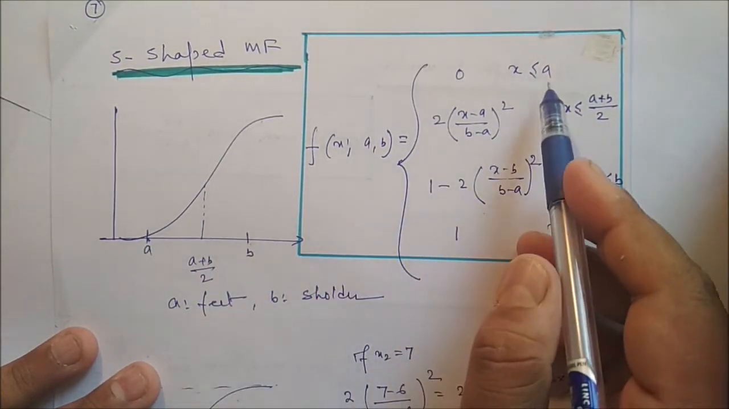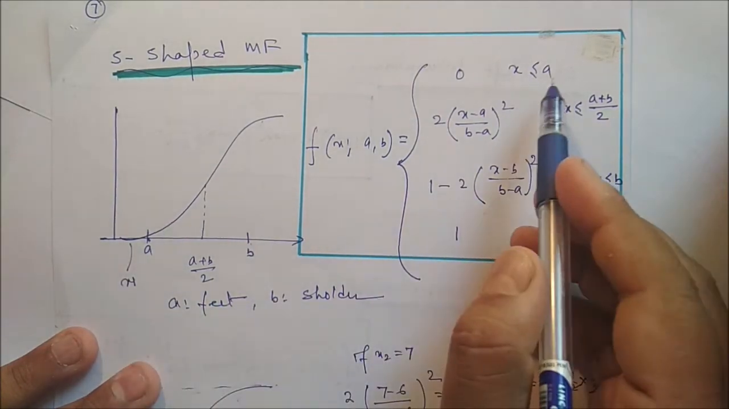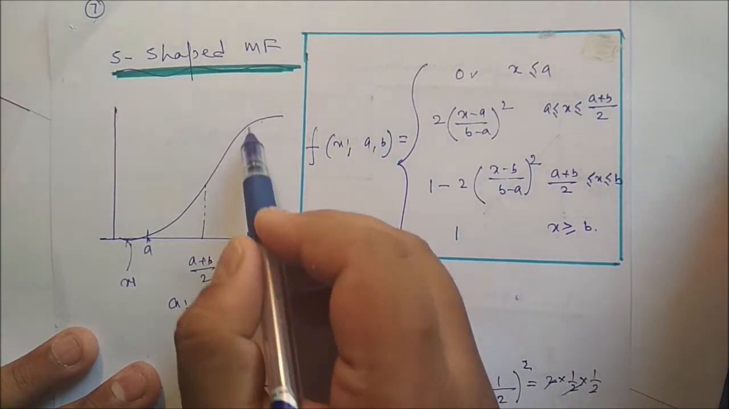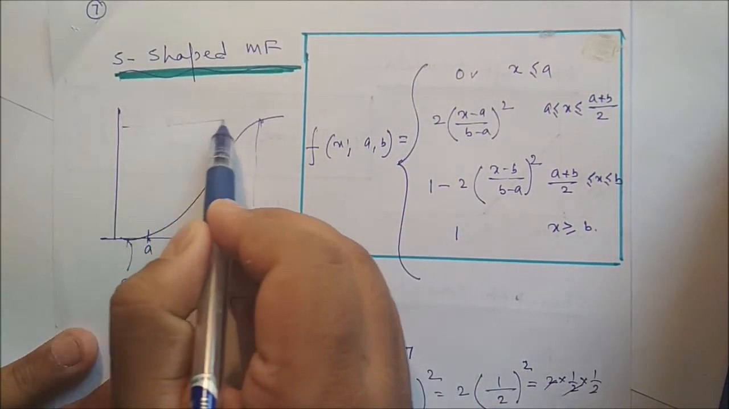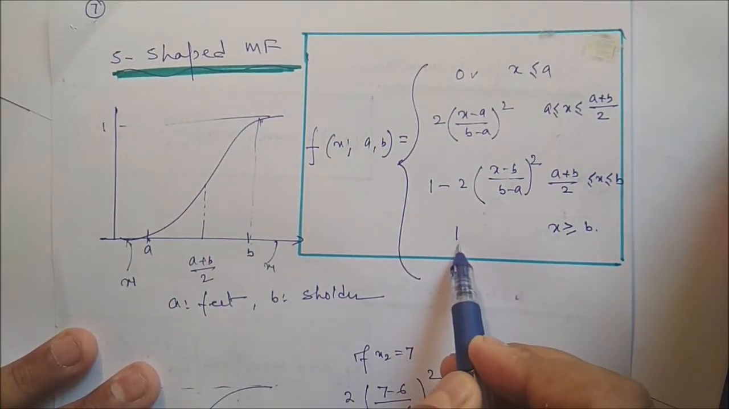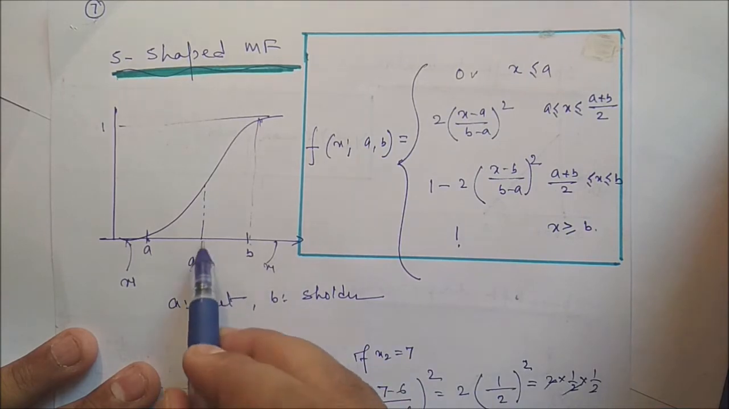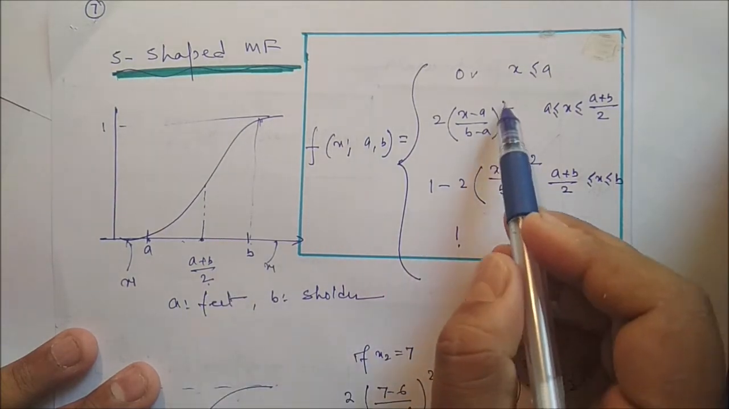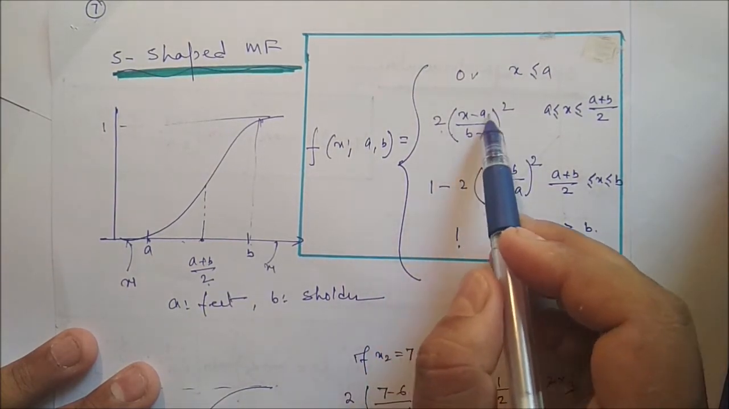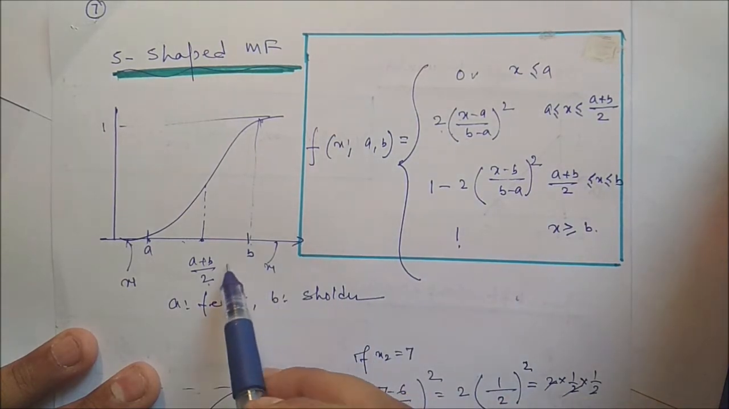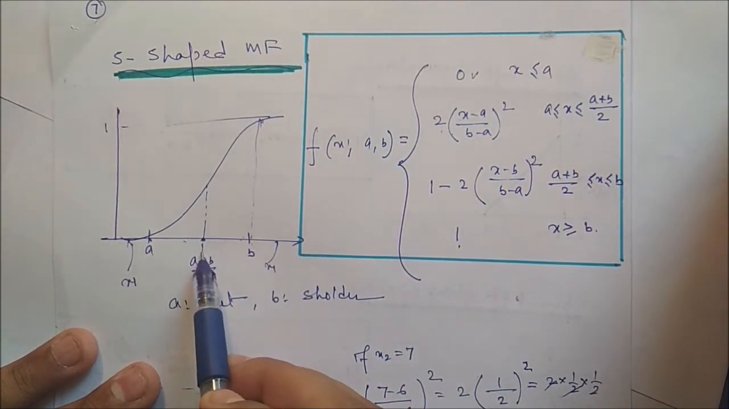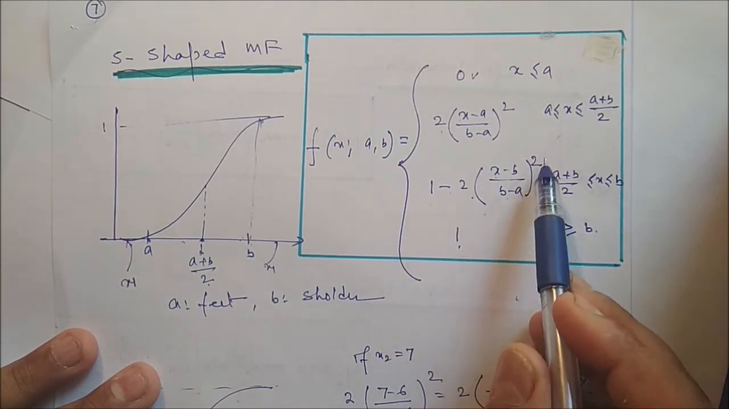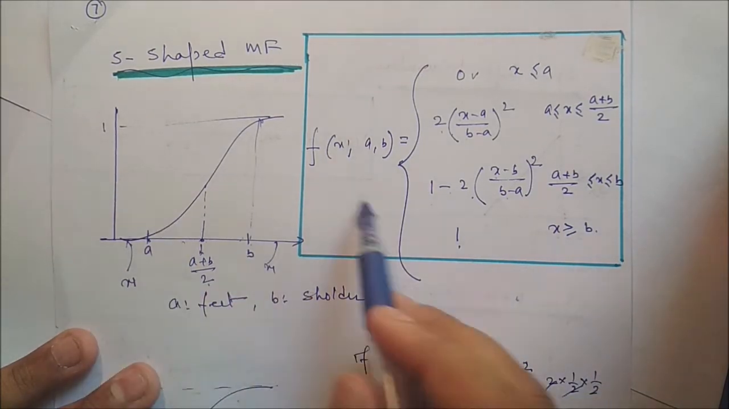If the value of x is less than A, definitely it should be 0. If the value of x1 is greater than B, then definitely it is 1. The middle point is A plus B by 2. If the value of x is in between A and A plus B by 2, we apply this formula: 2 into x minus A by B minus A, whole square. And if the value of x is between the middle point and B, we apply this formula: 1 minus 2 into x minus B by B minus A, whole square. So easily you can solve it.